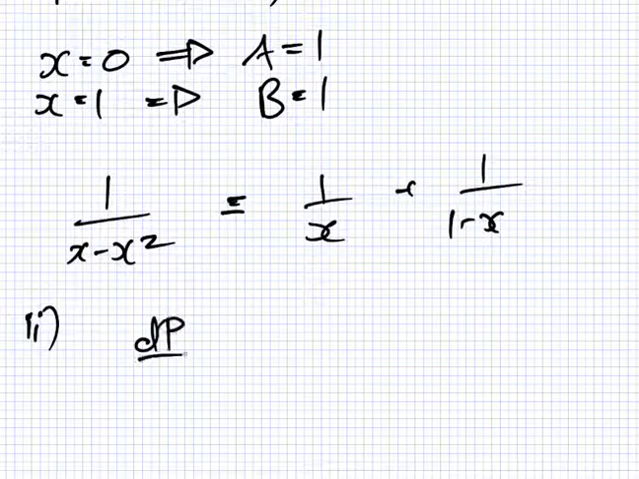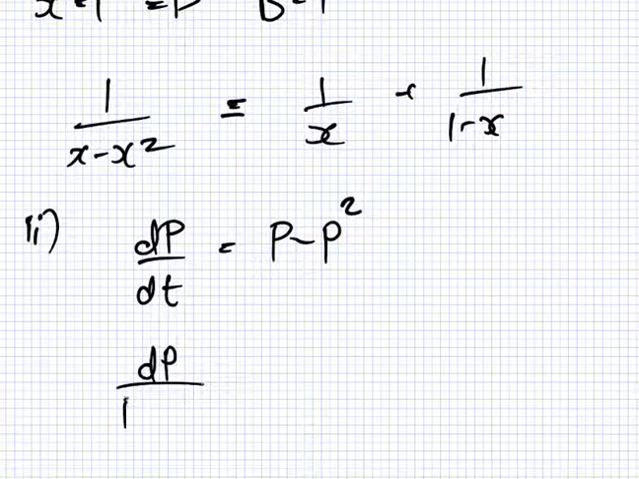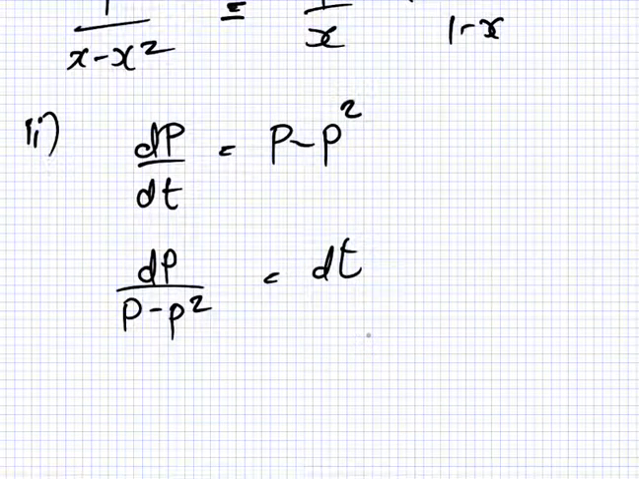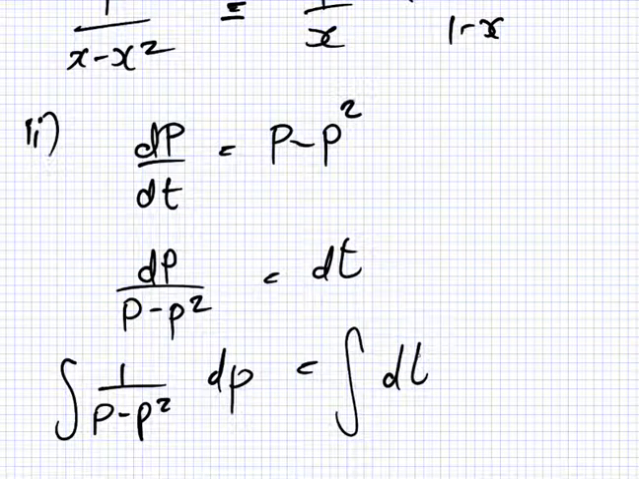Solve this equation. So this is dp over p minus p squared equals dt. This is integrate 1 over p minus p squared dp equals integrate dt. The integration on the right is easy. What should I do with the integration on the left? Use the partial fraction result.